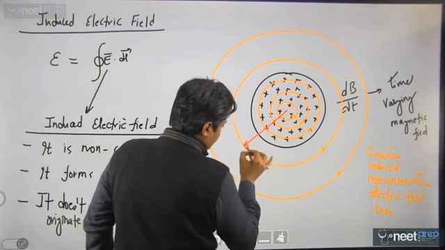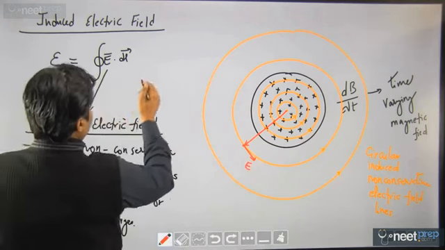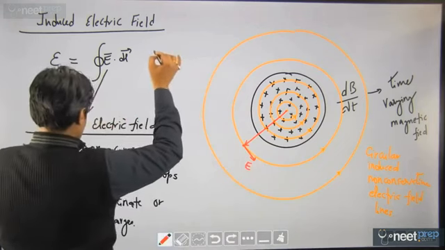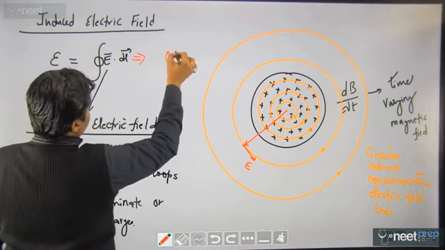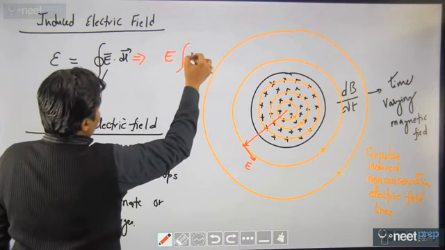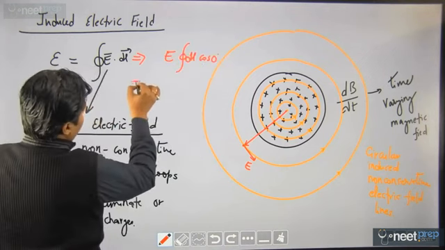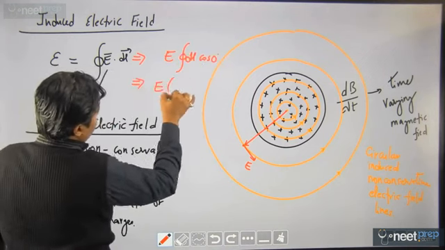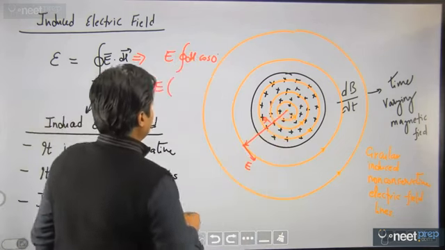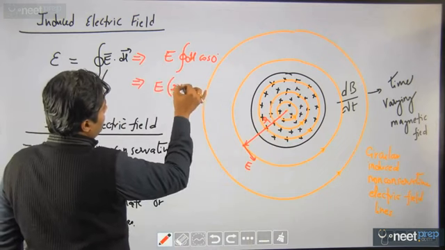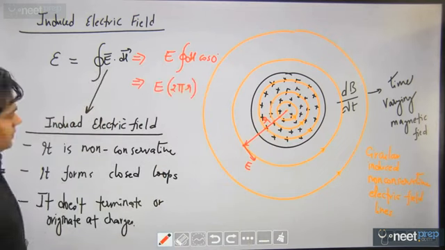Let's say for any point outside, the electric field will be like this, E. Everywhere E dot dl can be written as E, which is uniform, times the integral of dl into cos 0 for the complete loop. Integration of dl in the complete loop of radius r will become E times 2 pi r. So this is the first equation.